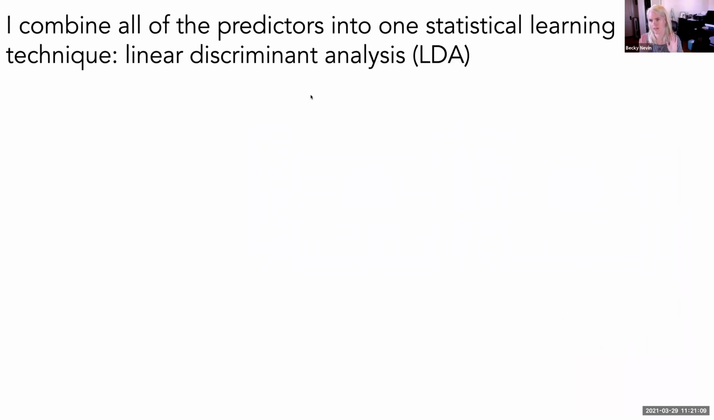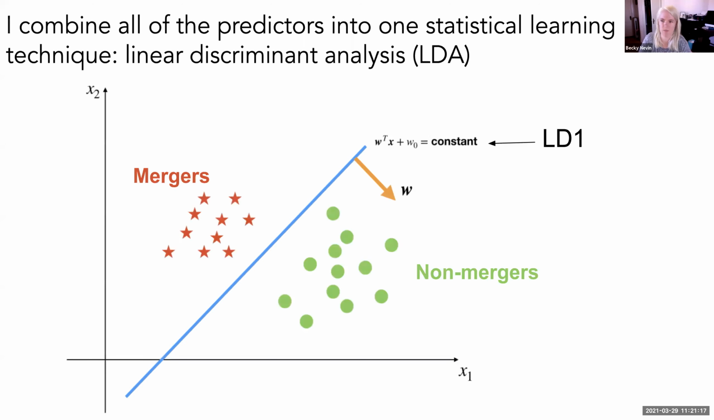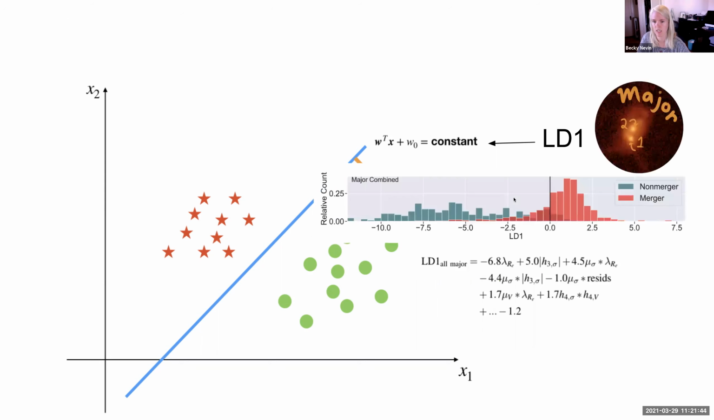So the next step is to combine all of these kinematic predictors into one classification tool known as linear discriminant analysis. And I want you to think about this like a logistic regression. Basically, you have a population of merging and non-merging galaxies, but imagine this is a hyperdimensional space. And what you're trying to do is solve for a hyperplane that best separates these two populations in this space, where each axis of the space is a kinematic predictor. Okay, so the solution to this is known as linear discriminant axis 1, or LD1. And it looks like this for the major merger population.